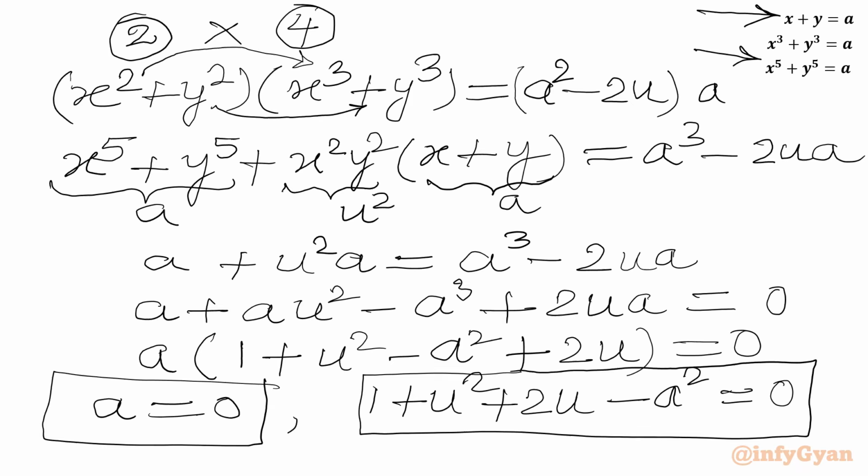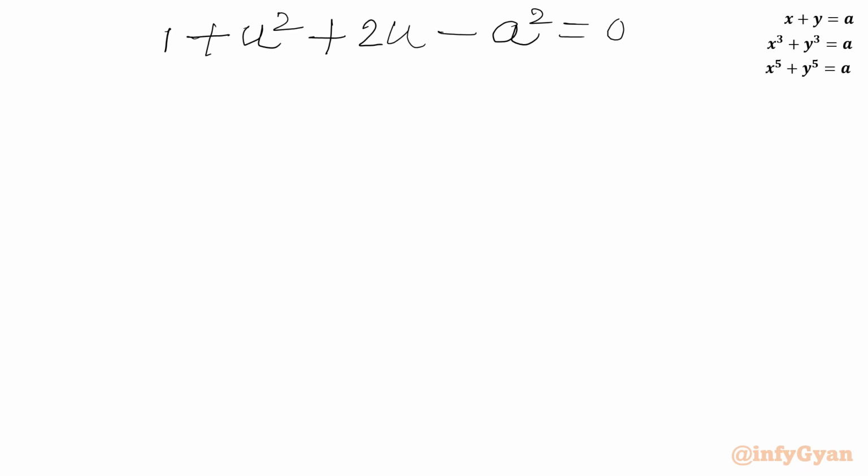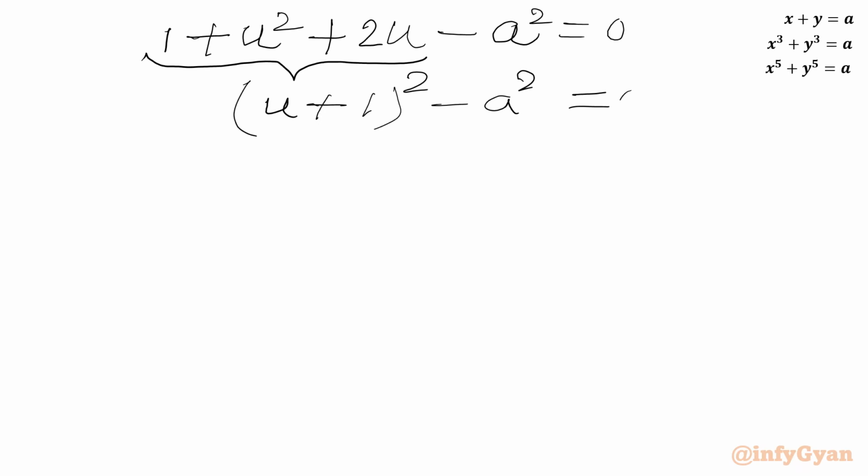In place of 1 plus u square plus 2u, can we write u plus 1 whole square? So I will write here 1 plus u square plus 2u minus a square equal to 0. So here we can write u plus 1 whole square. So u plus 1 whole square minus a square equal to 0. Add a square to both sides. We can write a square equal to u plus 1 whole square.